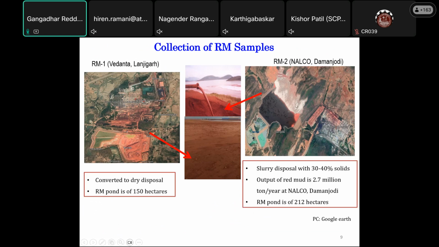So what they do is, once one pond gets dried, they put some fly ash over that, and then again they continuously put alternate layers of red mud. So I think this white patch you can see in the Damanjodi image is basically fly ash, which is kept over the red mud.